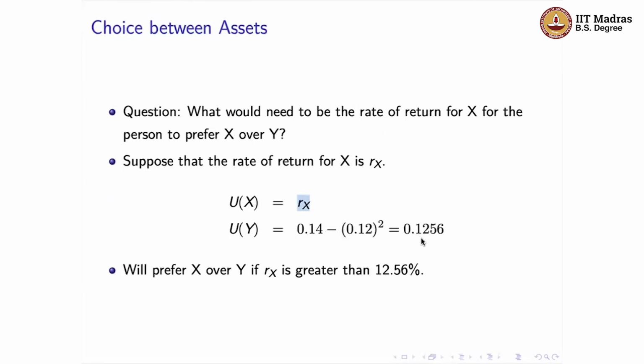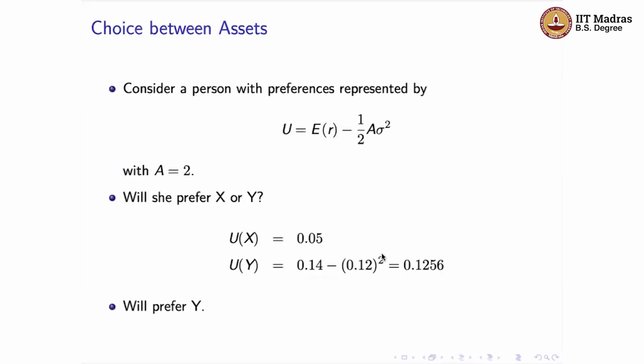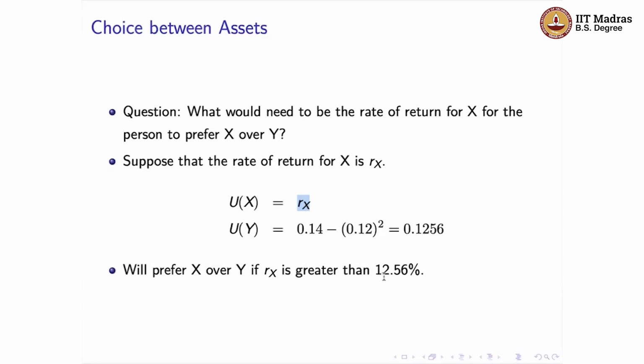So from here, we can see that if we want this person to select X over Y, we need Rx to be more than 0.1256, right? So we want Rx to be greater than 12.56%, right? This is just 5%. So clearly this is not enough. We need it to be much more, right? So that's one way in which we can make the person switch to X instead of Y.